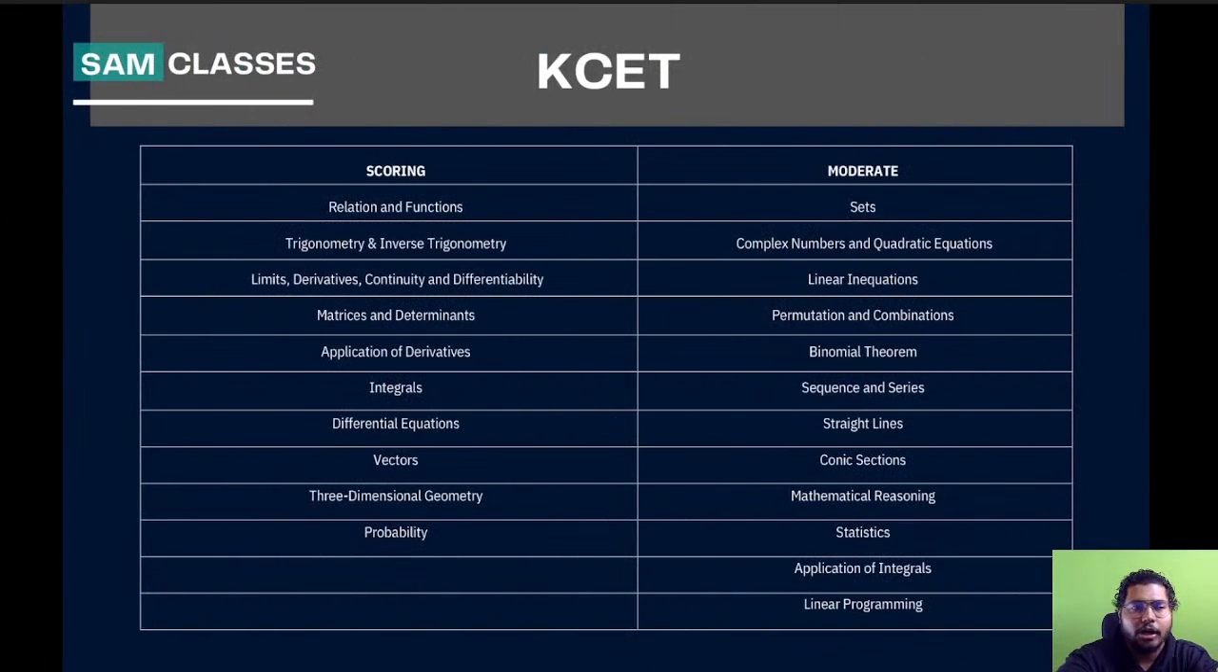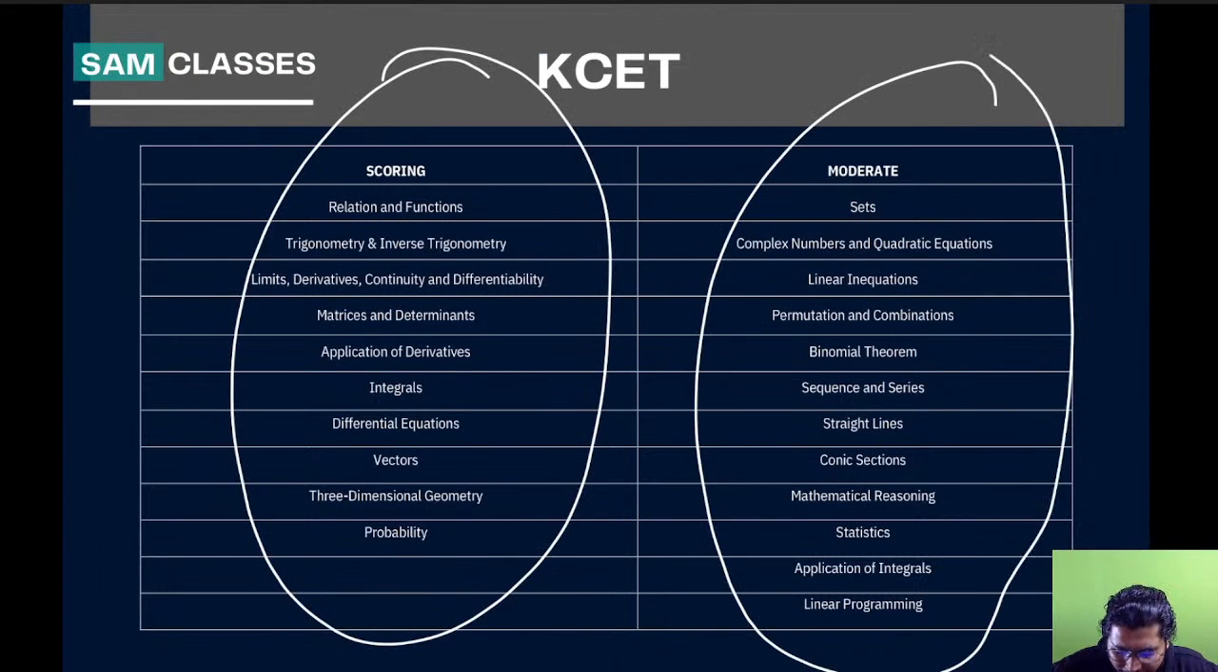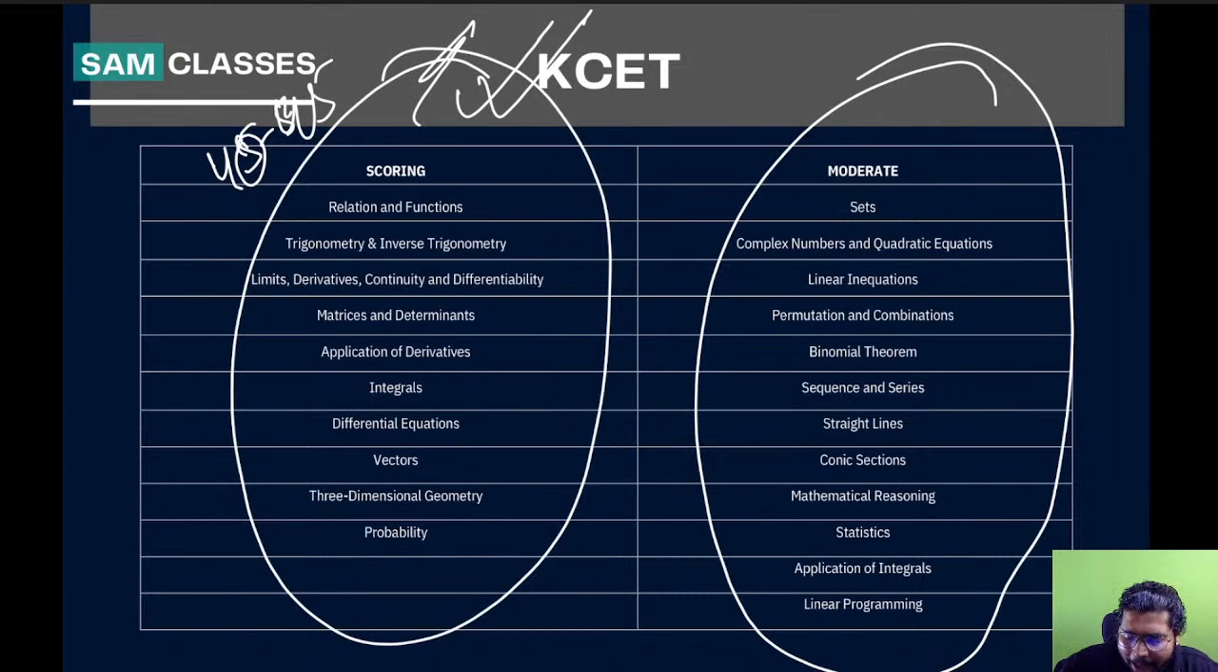So you can take a screenshot of this page. What are the scoring topics? What are the moderate topics? You can start with the scoring topics, around 40 to 45 marks will be scoring here. Max 15 marks you'll be scoring here, and very simple. So clear everyone?